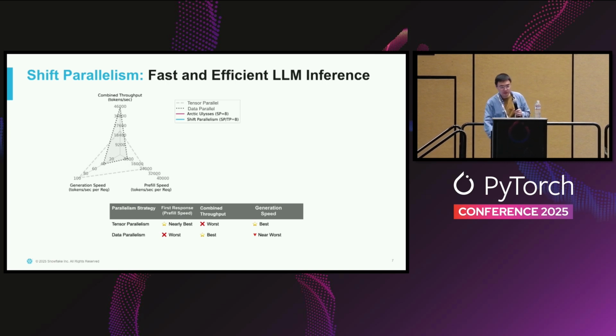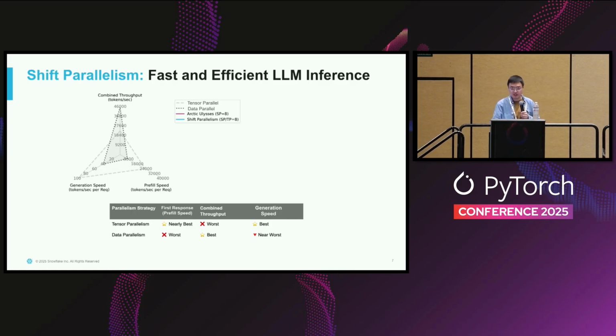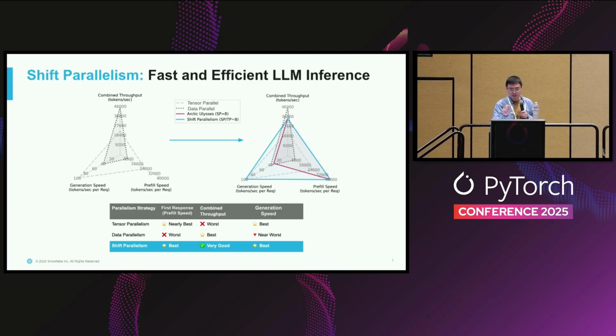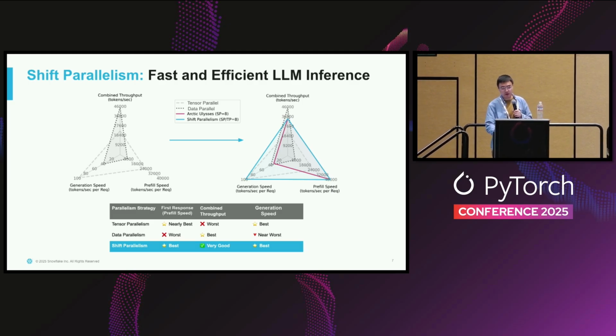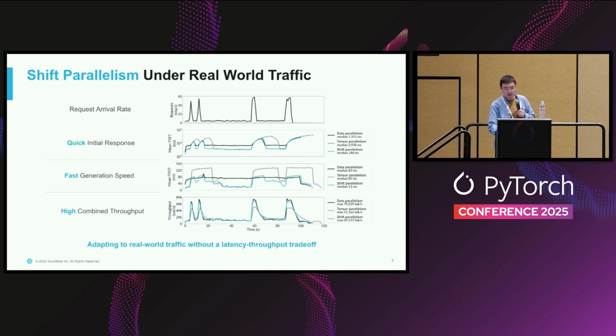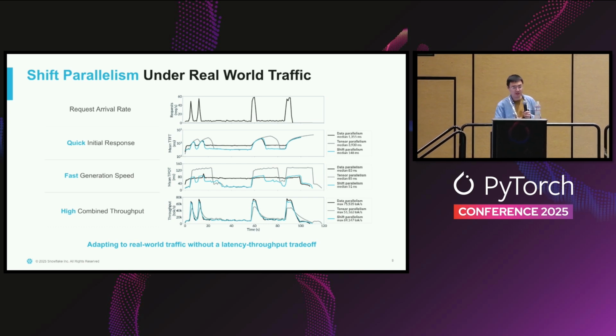Data parallelism can achieve the best throughput, and tensor parallelism achieves the best generation and prefill latencies. Our benchmark shows that Shift Parallelism can essentially match the best latency achieved by tensor parallelism while still achieving high throughput. So we can see on this diagram here. And what's more is that Shift Parallelism adapts very well to real-world traffic patterns with periods of low traffic and periods of high traffic.